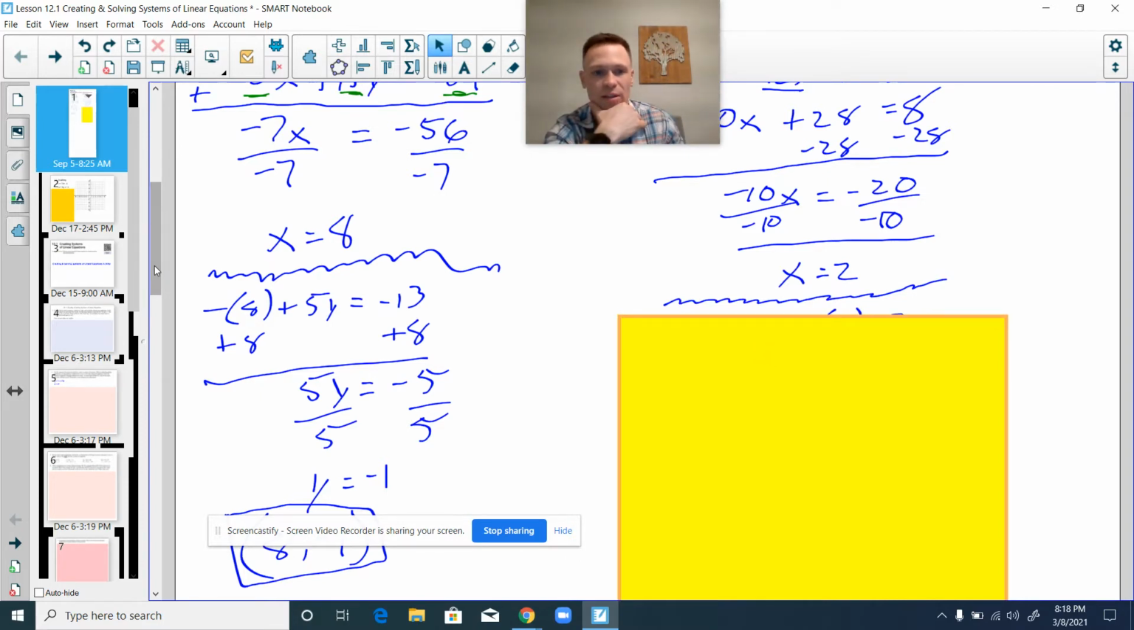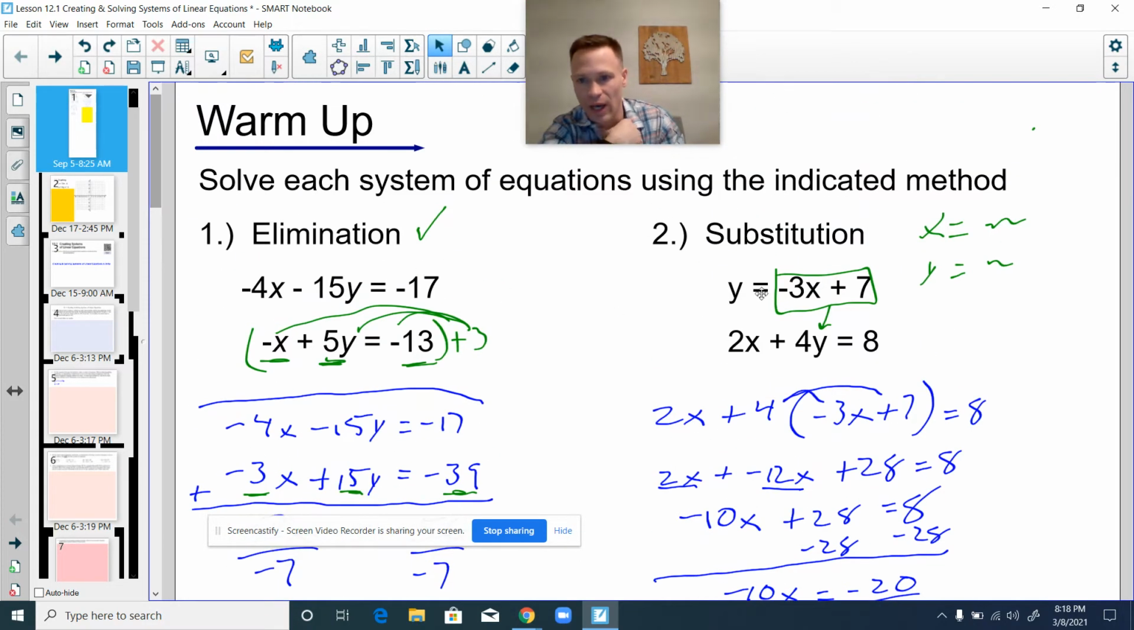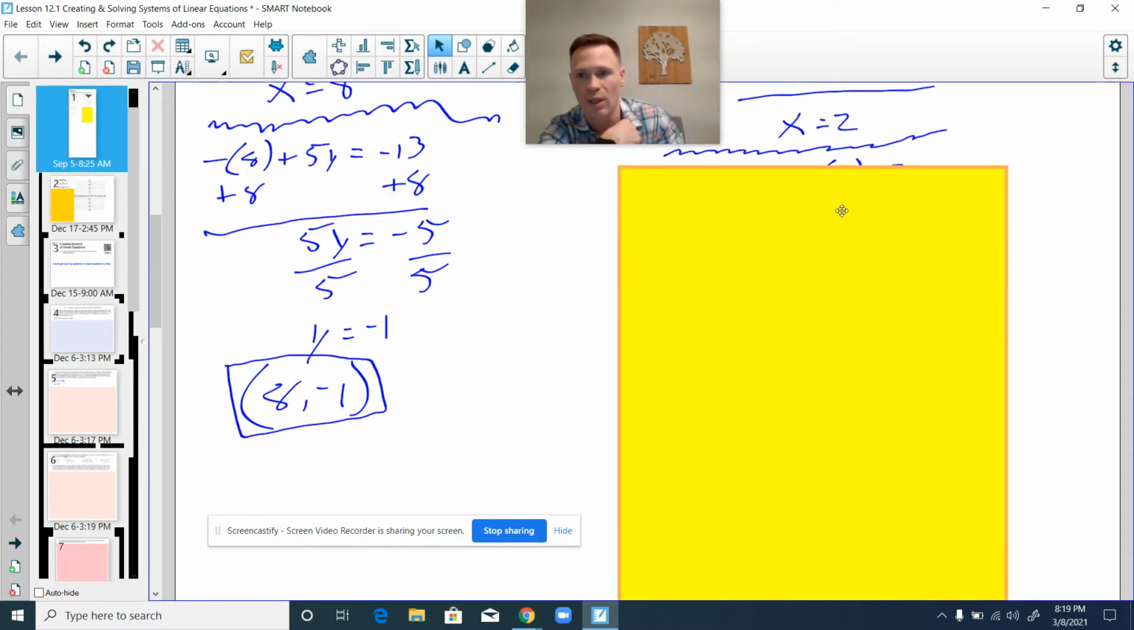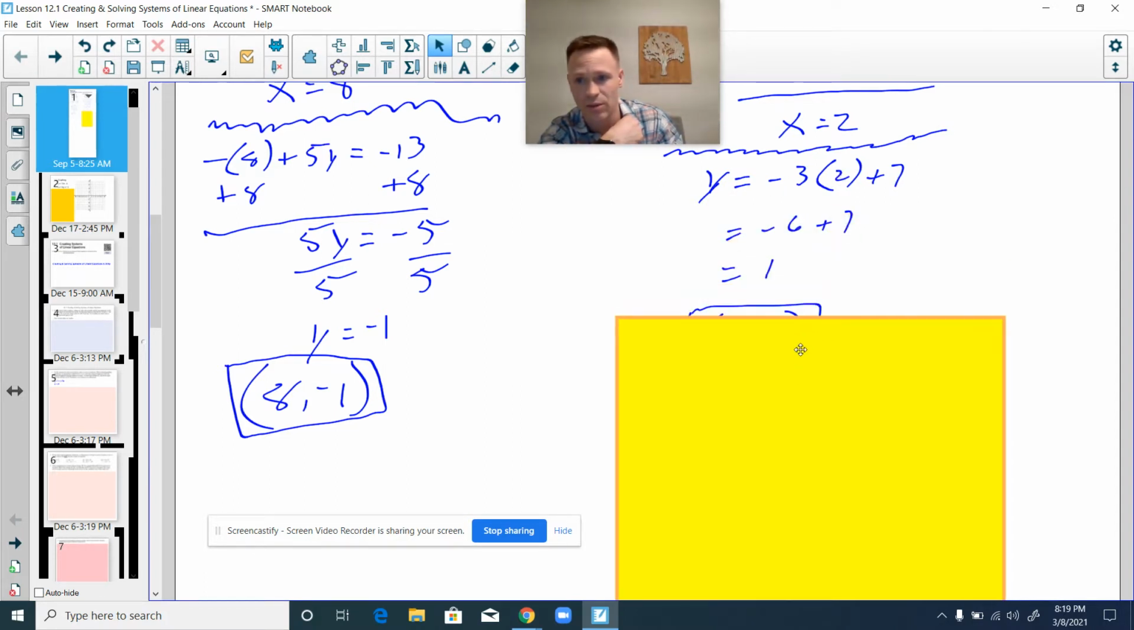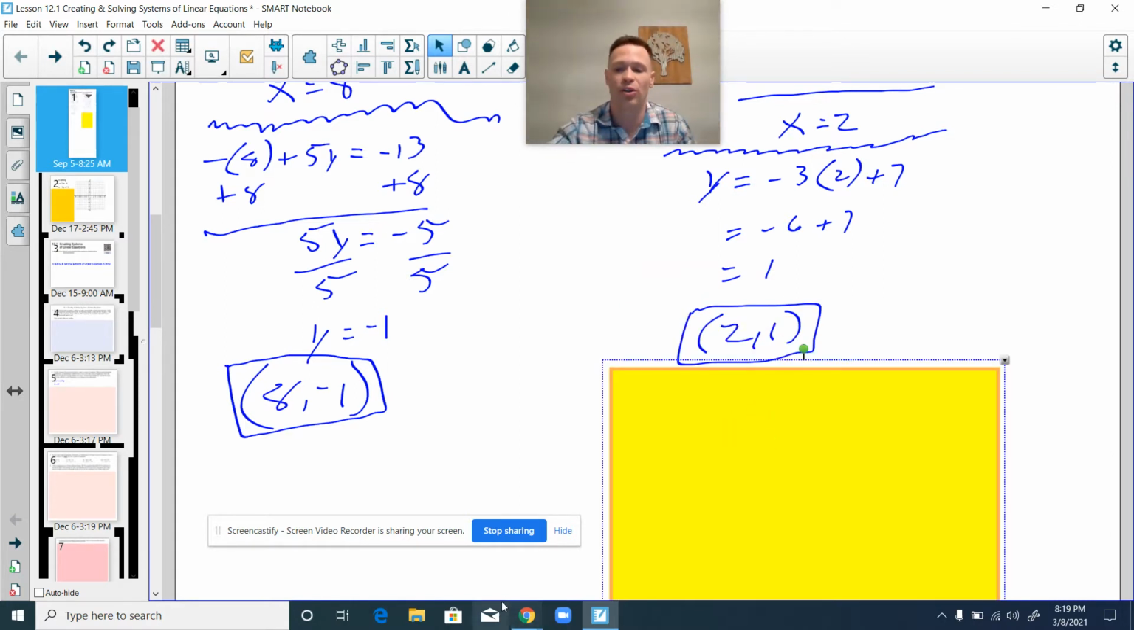Then I use that to solve for y. So I think it's pretty clear that the best equation to substitute that back into is the top one. So I'll do that. So y is equal to negative 3, and instead of x, I have 2, plus 7. Negative 3 times 2 is negative 6. Negative 6 plus 7 is 1. So I get the solution of 2, 1.